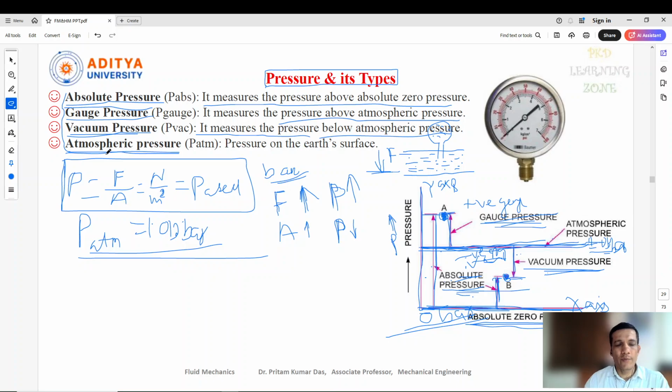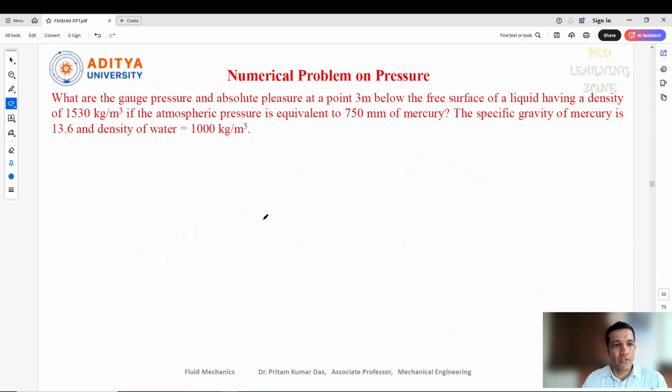Last one, the atmospheric pressure: as I already mentioned, it is the pressure existing on the earth's surface, the pressure exerted by the air on the earth's surface. So these are the types of pressures we have discussed. I hope you understood the meaning of pressure, its definition, its unit, and the types of pressures. Let's discuss one problem related to this pressure.